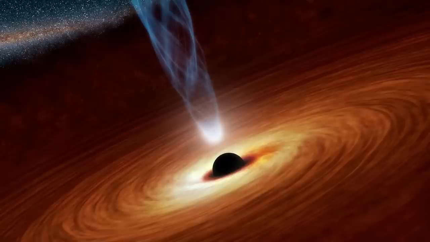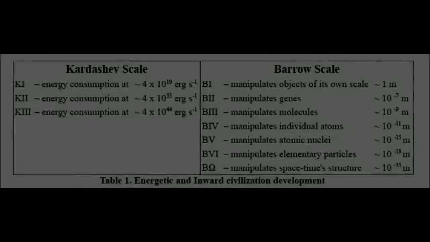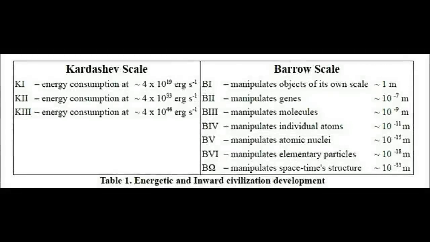According to the Kardashev scale, technological civilizations advance by consuming ever more energy. The energy of their planet, their star, and eventually their galaxy. But maybe we got it wrong. The Barrow scale proposes that civilizations should be ranked according to their mastery over the smallest scales.